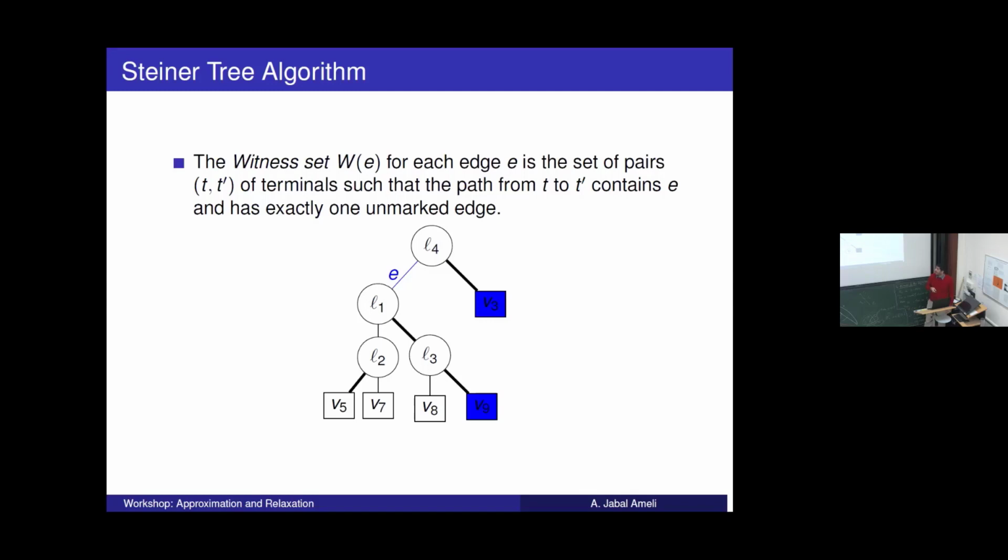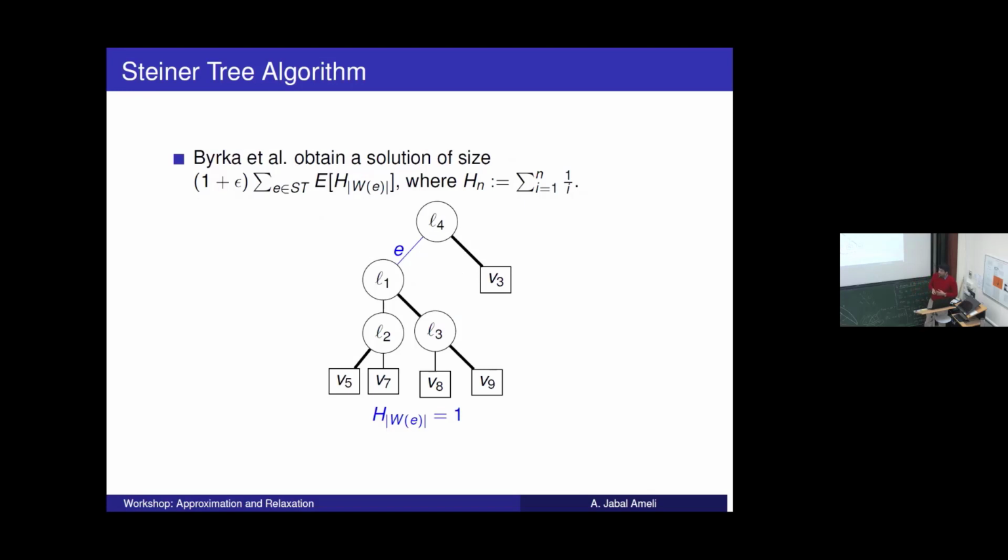And then they define the witness set of each edge as the set of pairs of terminals T, T prime, such that the path from T to T prime contains E and has precisely one unmarked edge. So, for instance, here, if you consider E, V3, V9 is a pair of terminals that belong to the witness set of E. So in the end, they are able to obtain a solution of this size, 1 plus epsilon times this expected value of the size of the witness set, where h of n is basically the n-th harmonic formula.